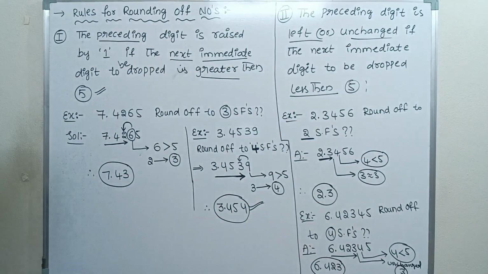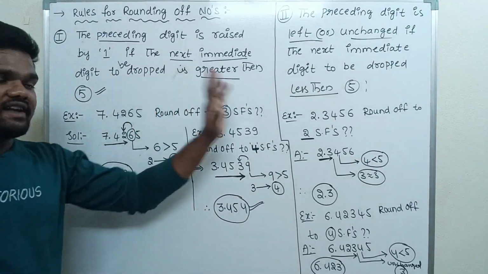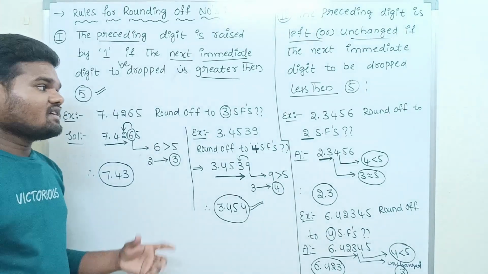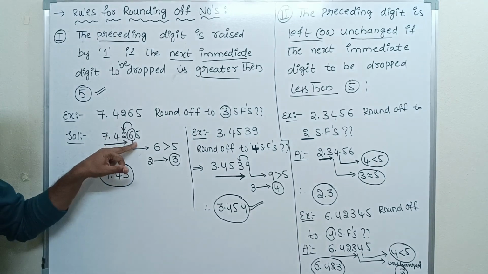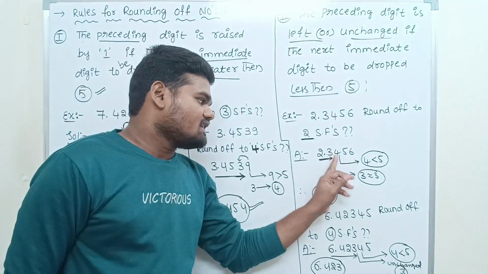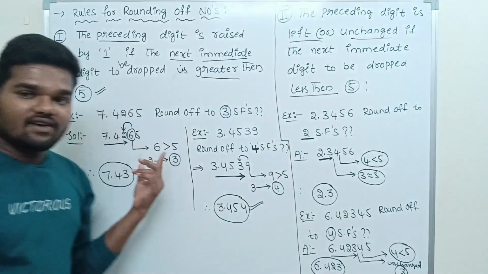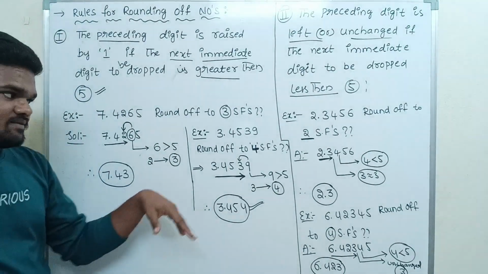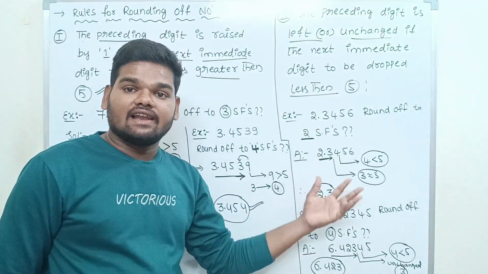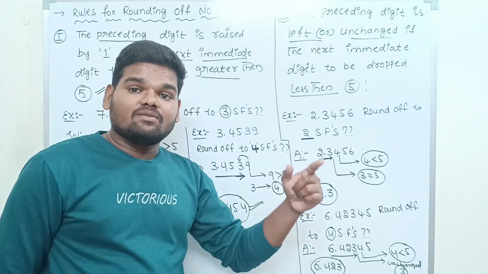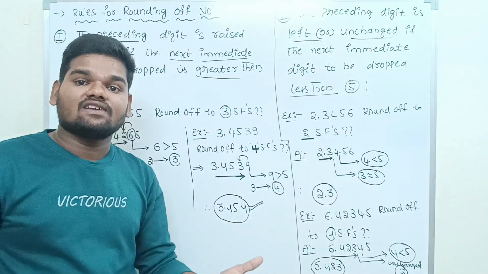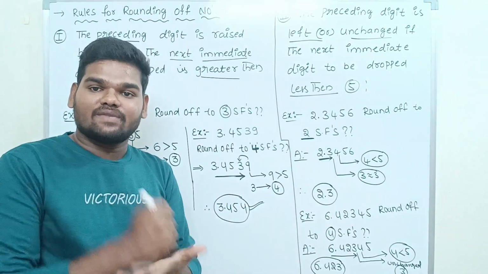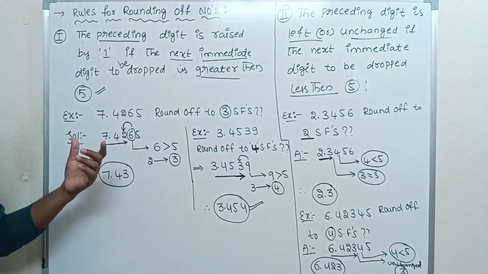Okay, so these are the rules for rounding of numbers. In the first rule, the next immediate number is greater than 5. In this rule, the next immediate number is less than 5. Here, the preceding digit is raised by 1. Here, the preceding digit is left unchanged. If the next immediate number is equal to 5, have a look.